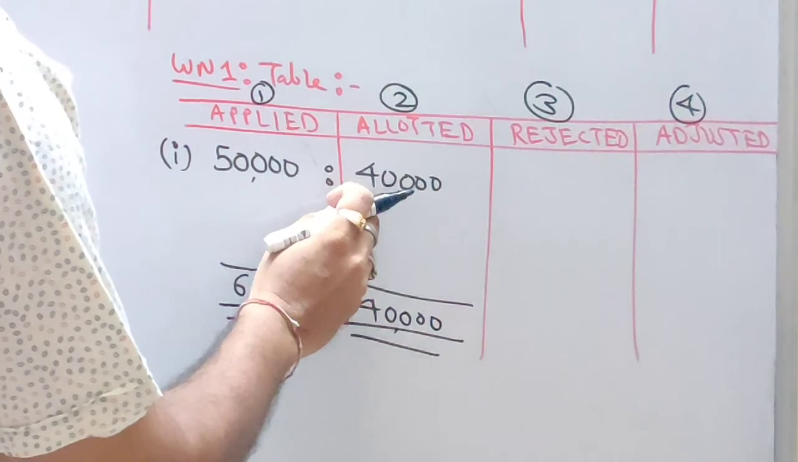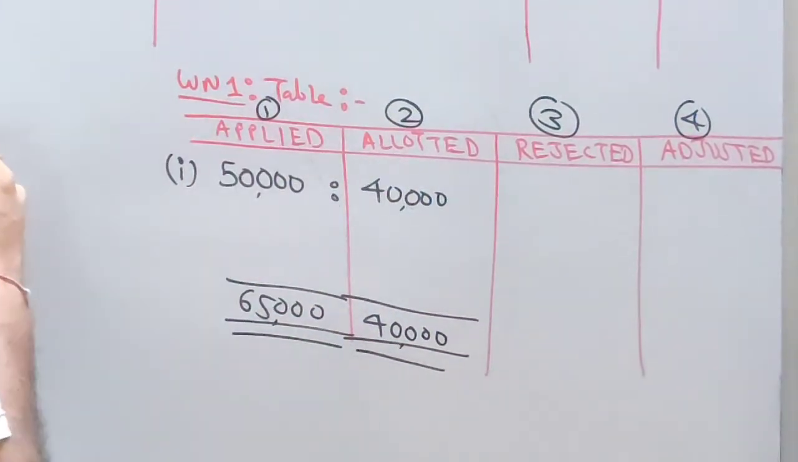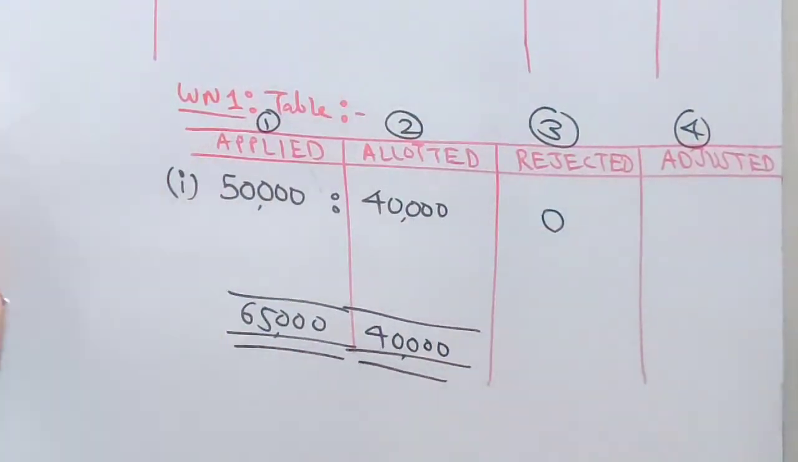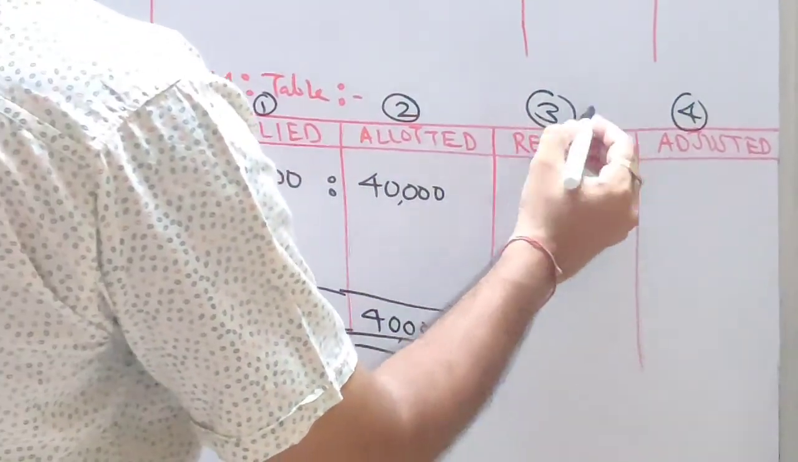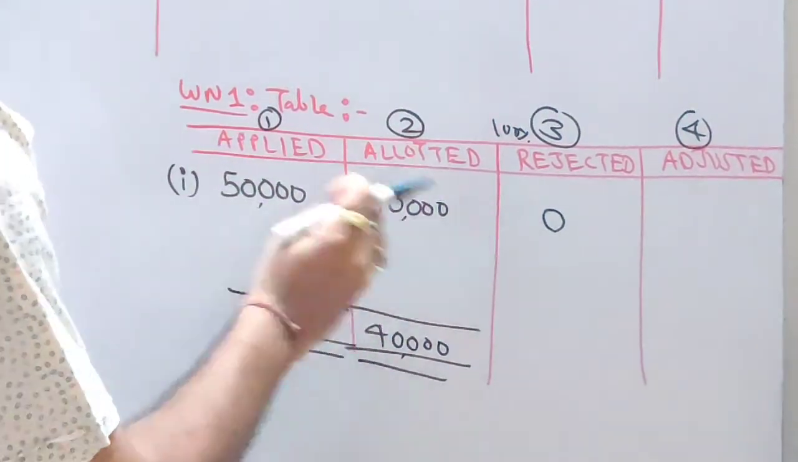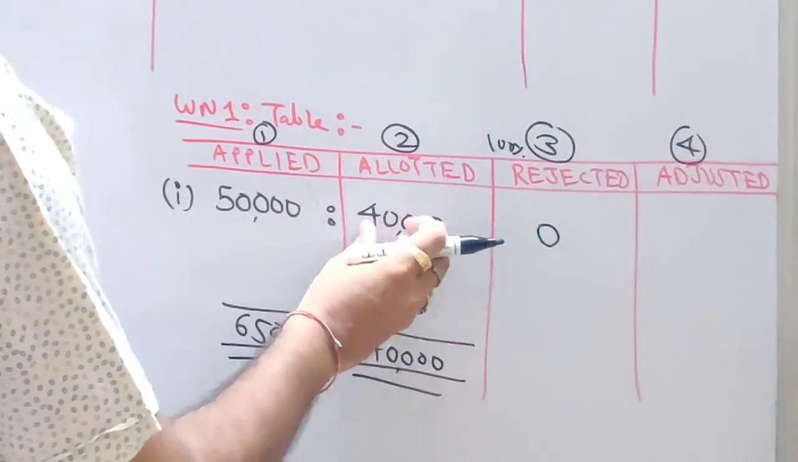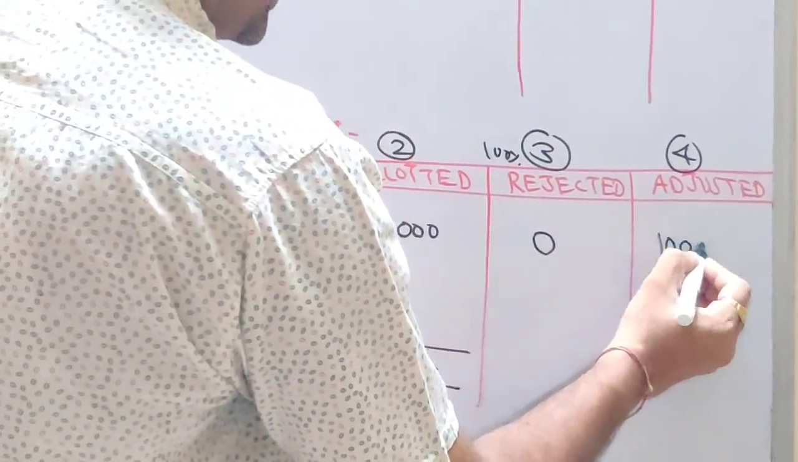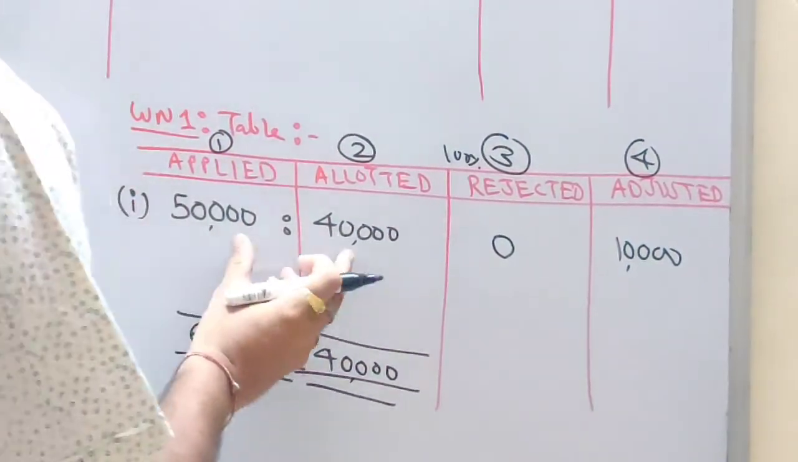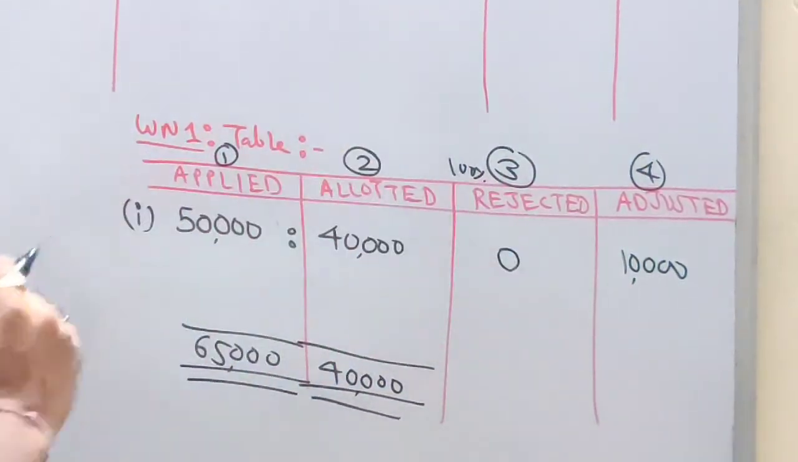Correct? So this is called partial allotment. If it is partial allotment, we don't write anything in the rejected column. When do we write in the rejected column? Whenever it is 100% rejected, only then do you write here. This is partially rejected: 50,000 applied, partially we allotted, and partially 10,000 is rejected. So whenever it is a partial allotment, that is pro rata allotment, you will write the difference in the adjusted column. Am I clear on this part?